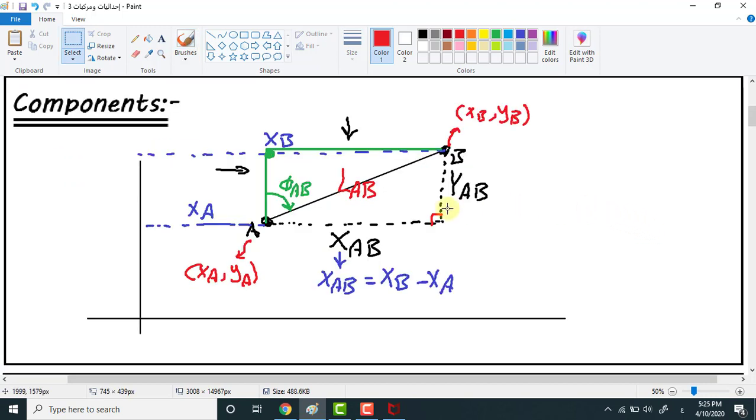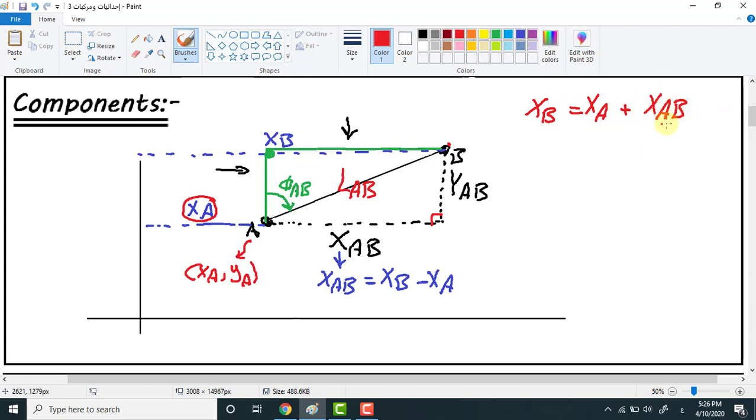Also, if we have the coordinates of point A, LAB and phi AB, and we don't know the coordinates of point B, the coordinates of point B are required. So we can calculate the coordinates of point B like this. XB equals XA plus XAB. And XAB, we can calculate in terms of LAB and phi AB.